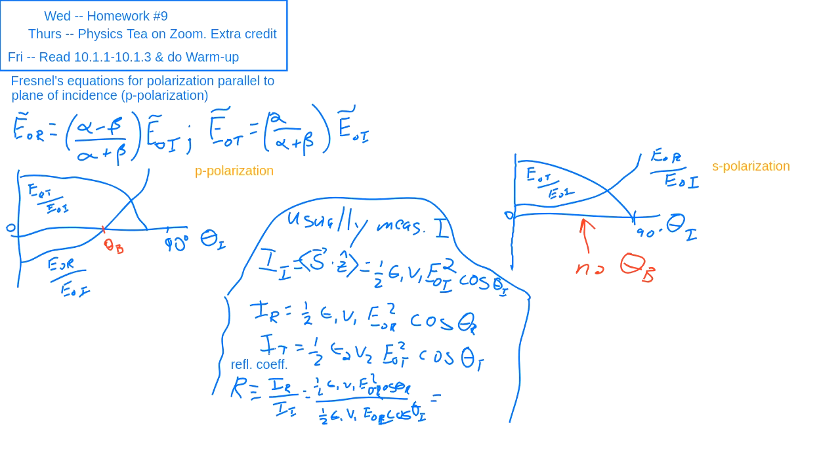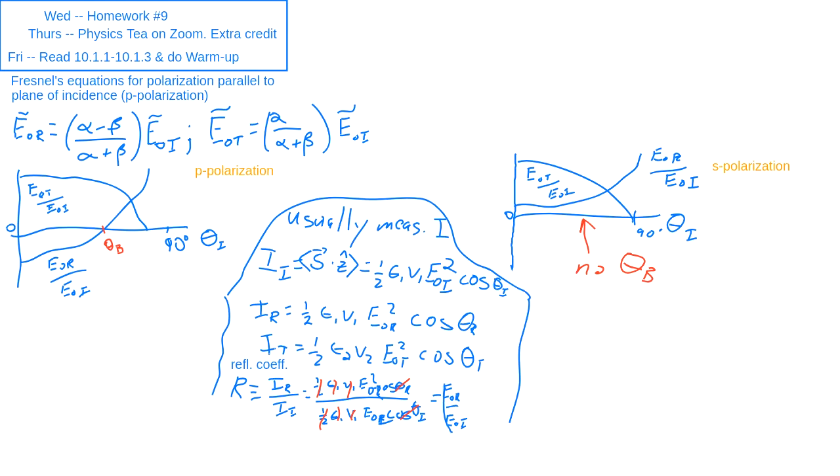Everything here is going to cancel except for the amplitudes. My 1/2s cancel, my epsilon 1s cancel, my v1s cancel. The angle of incidence is equal to the angle of reflection, so the cosines cancel. And all I'm left with is E naught R over E naught incident, whole thing squared.